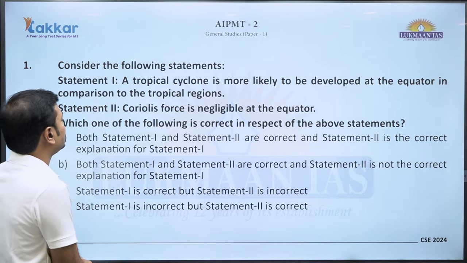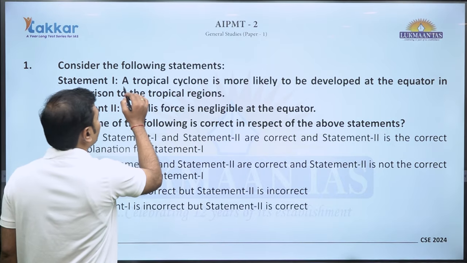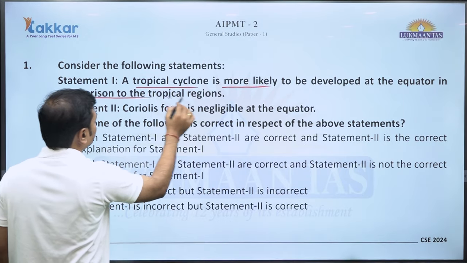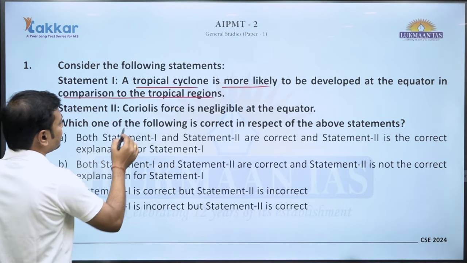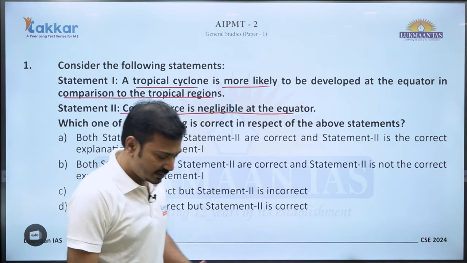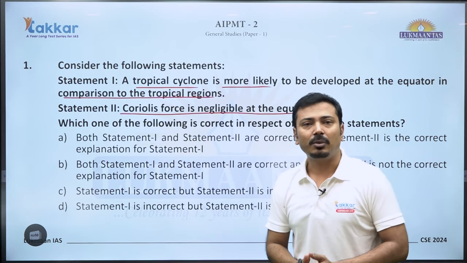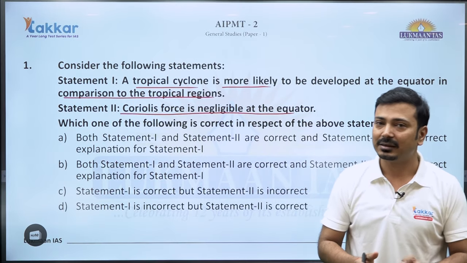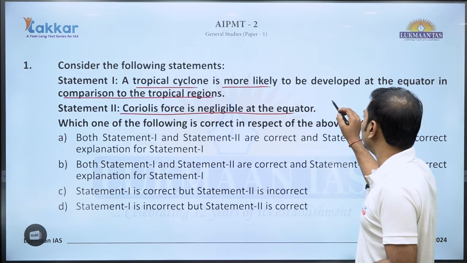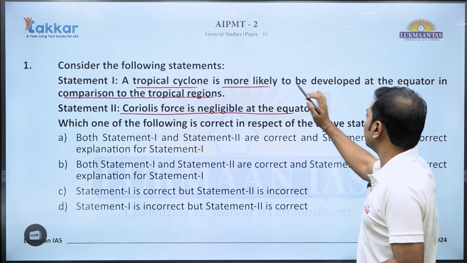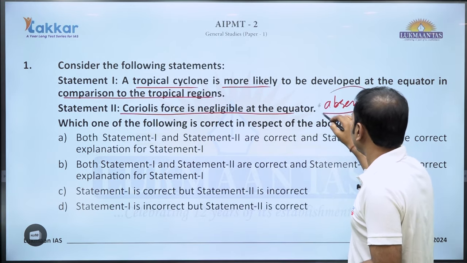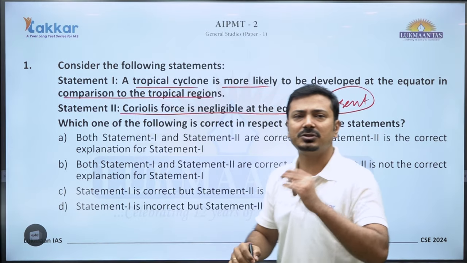Right. So look at this question related to tropical cyclone. Statement 1: Tropical cyclone is more likely to develop at the equator in comparison to the tropical regions. The second statement says that Coriolis force is negligible at the equator. Now we know the basics of tropical cyclones. Tropical cyclones are not formed at the equator, because at the equator there is negligible or zero Coriolis force. So we can say that Coriolis force is absent, zero at the equator, and it goes on increasing towards the poles.